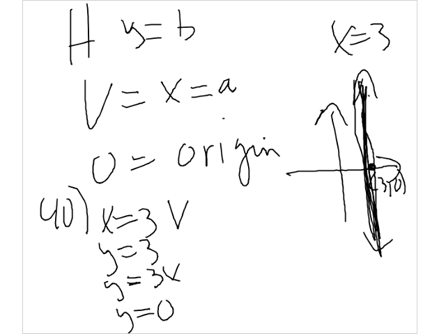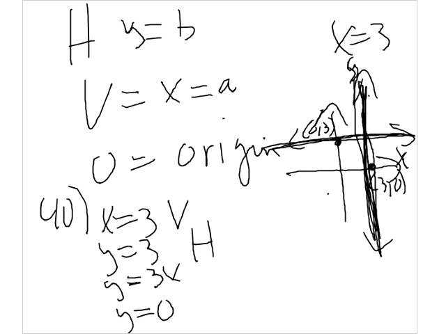Now, the second one there is y equals 3. Let's say 3 is right here. This would be the point 0, 3, and it would run horizontal or parallel to the x-axis. So for y equals 3, we will write h, horizontal.